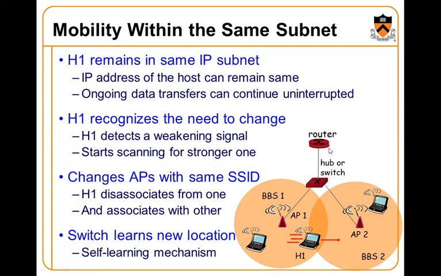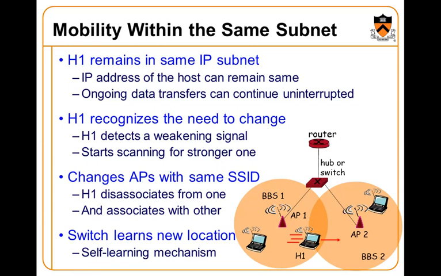So the underlying network here remains the same, while other credentials, including the access point, are changing from access point 1 to access point 2. So let's start with this slide. You can see that host 1 will remain in the same IP subnet, and the IP address of the host can remain the same, though it is moving from one access point to another access point.